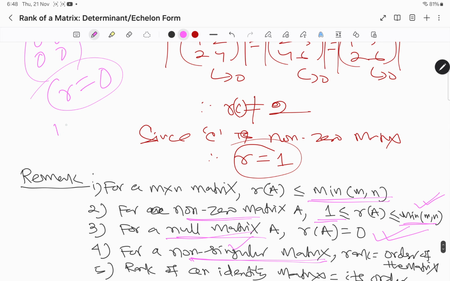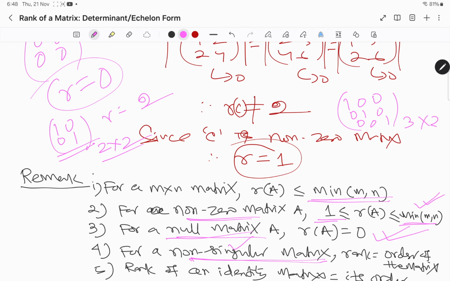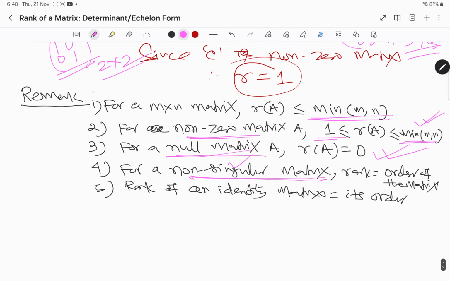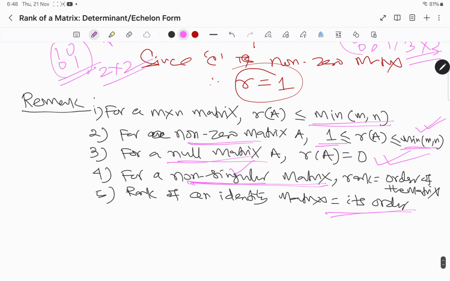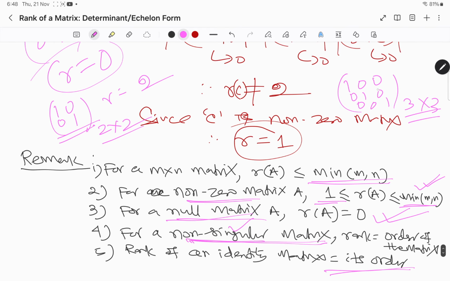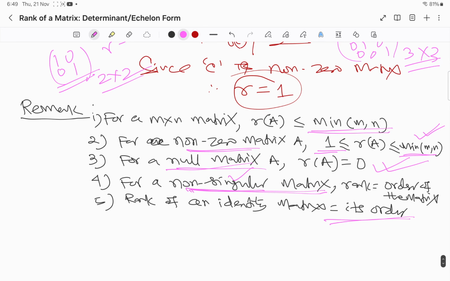If I give you 1 0 0 1, it is an identity matrix and it is a non-singular matrix. So here the rank is equal to 2. For an identity matrix, the rank is equal to the order of the matrix. If it is a 3 cross 3 matrix, 1 0 0, 0 1 0 and 0 0 1, the rank is 3, so the rank of an identity matrix is equal to its order. An identity matrix is also a non-singular matrix, meaning the determinant is not equal to 0 and it is a square matrix, that's why the rank is equal to its order.